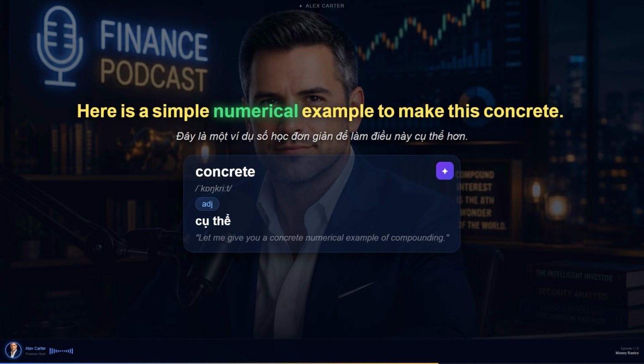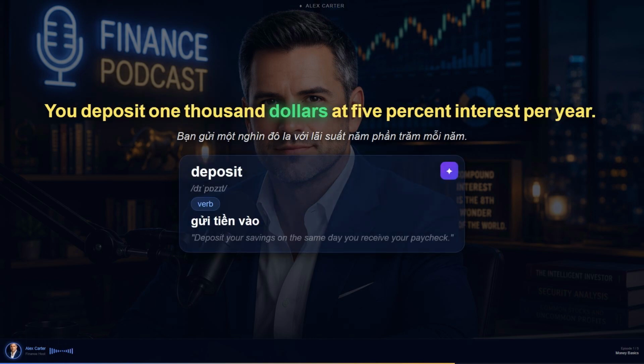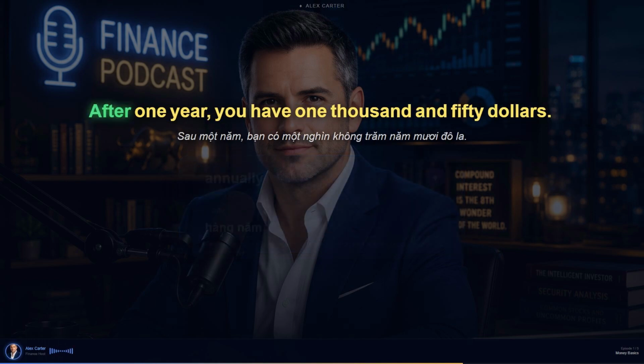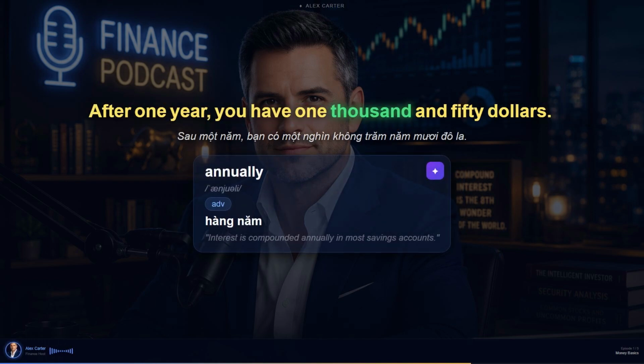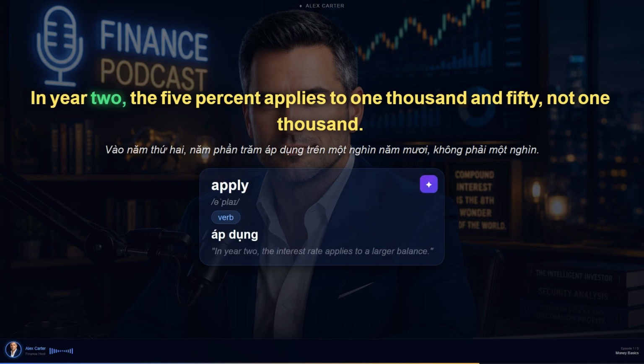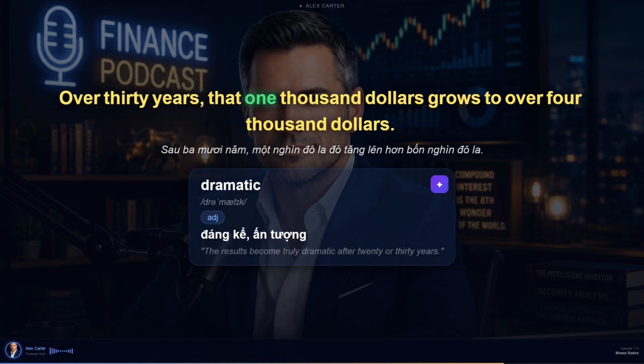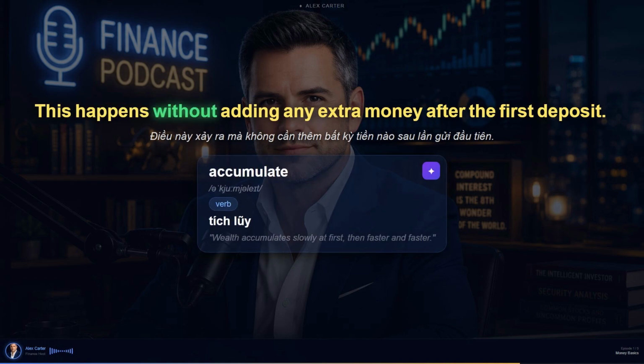Here is a simple numerical example to make this concrete. You deposit $1,000 at 5% interest per year. After 1 year, you have $1,050. In year 2, the 5% applies to $1,050, not $1,000. Over 30 years, that $1,000 grows to over $4,000. This happens without adding any extra money after the first deposit.